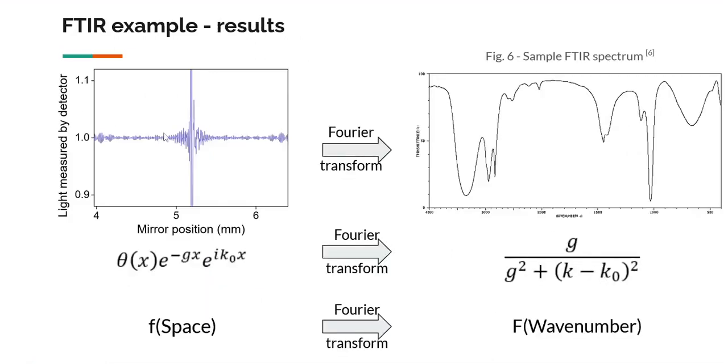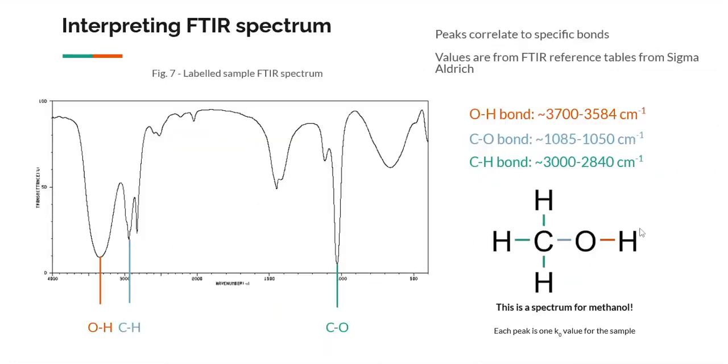So we have our interferogram data, and through a Fourier transform, we get that graph on the right. It's a function of space changed to a function of frequency. Now, the graph on the right might not look to be useful, but it's actually packed with a lot of useful chemical data. The peaks correlate to specific bonds, and we cross-reference these with tables from trusted sources.